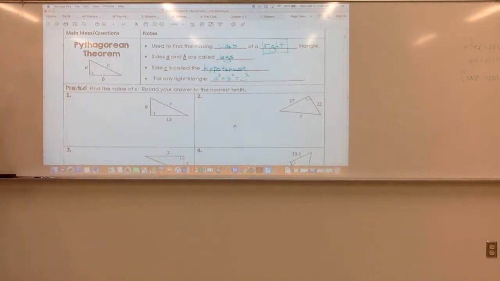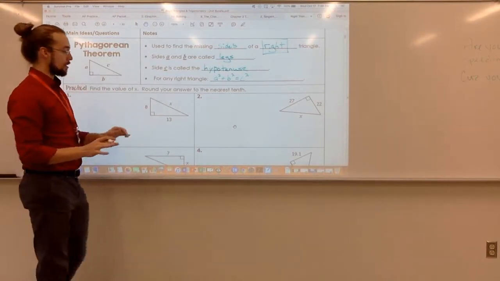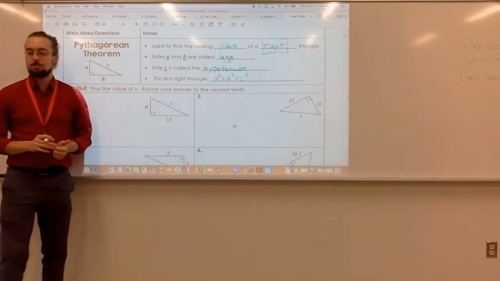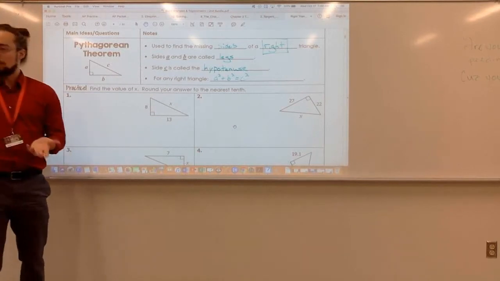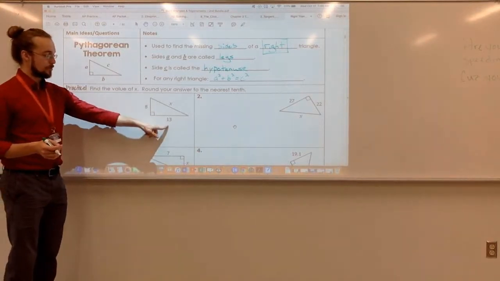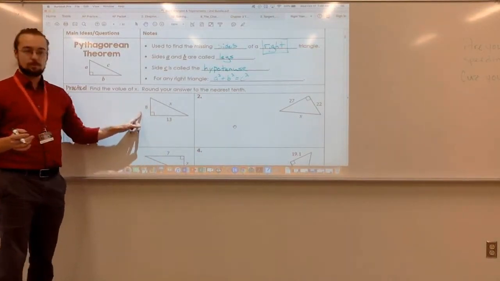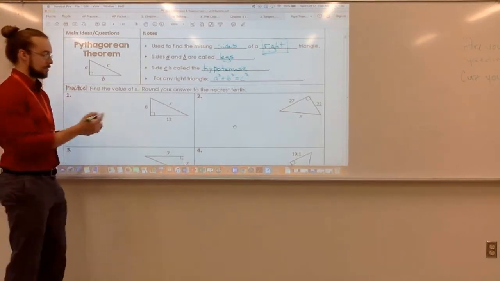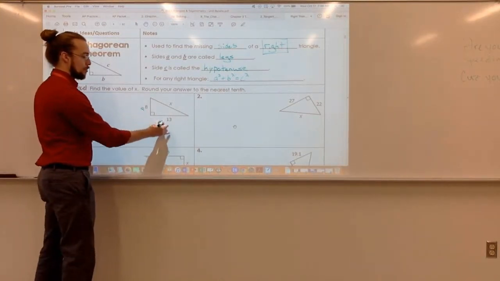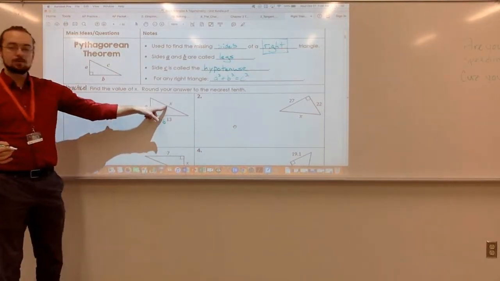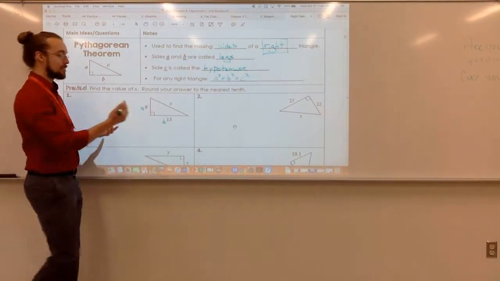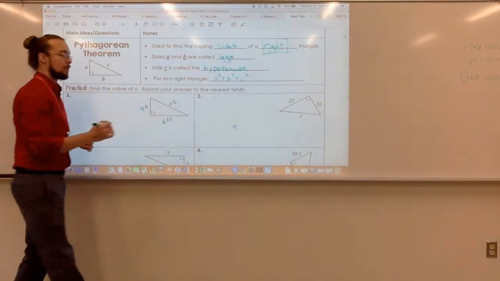So let's take a look at number 1 here. Before we do anything, we're going to label the sides. A, B, and C. It does not matter which two sides are A and B. A and B are just the legs. So this could be A and this could be B, or this could be A and this could be B. That does not matter. But we need to make sure that the side that is opposite the right angle, the one that's not touching the right angle, we always label as C.